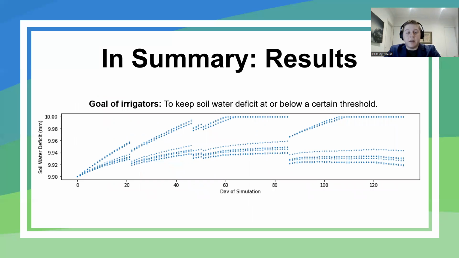And finally, we have an example of the model in action. Irrigators want to maintain a certain water deficit in the soil. Too high, and the crop yield plummets. Too low, and they're wasting money on water that they could have sold. So here, we're seeing actors learning and bidding so that they can maintain constant water deficits, interrupted only by periods of rainfall.